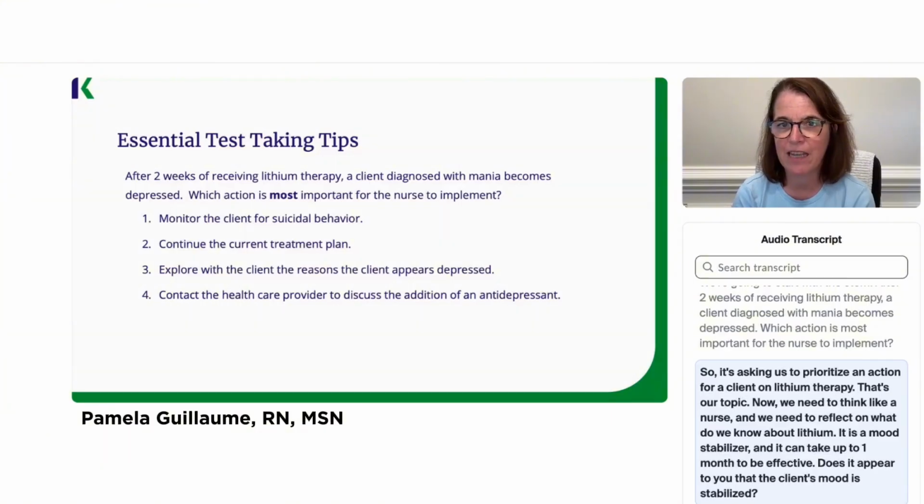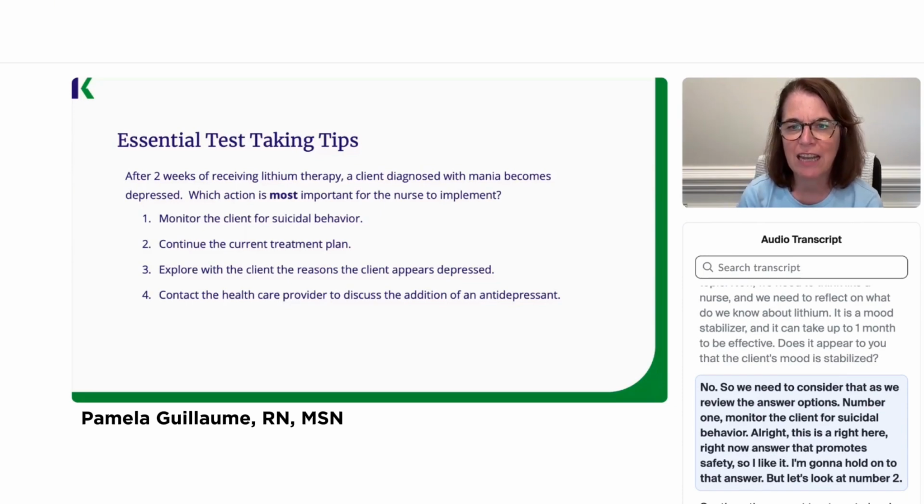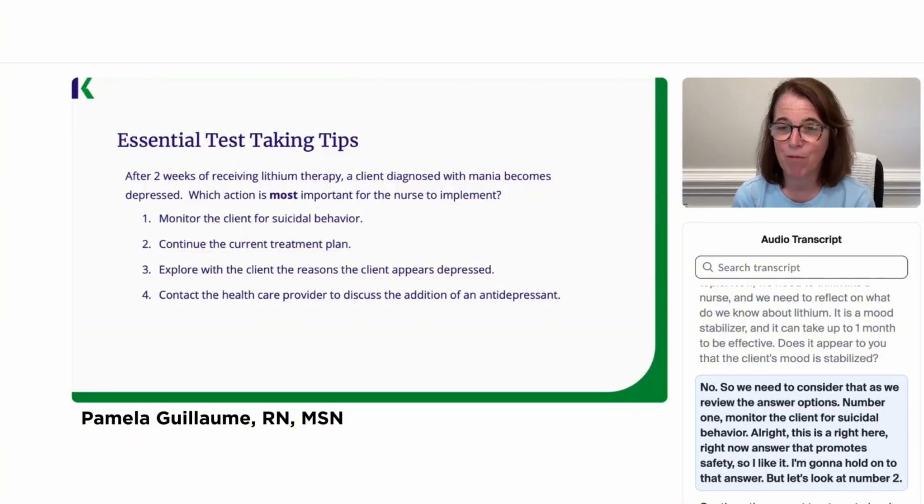That's our topic. Now we need to think like a nurse and we need to reflect on what we know about lithium. It is a mood stabilizer and it can take up to 1 month to be effective. Does it appear to you that the client's mood is stabilized? No. So we need to consider that as we review the answer options. Number 1, monitor the client for suicidal behavior. All right, this is a right here, right now answer that promotes safety.